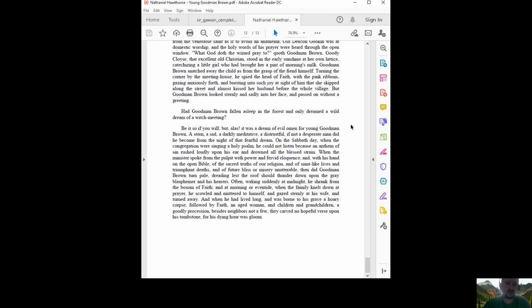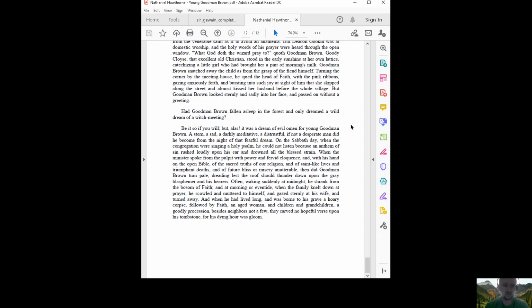Had Goodman Brown fallen asleep in the forest and only dreamed a wild dream of the witch meeting? Maybe he did, maybe he didn't, but the effects seem to be the same. Be it so if you will, but alas, it was a dream of evil omen for young Goodman Brown. A stern, sad, darkly meditative, and distrustful, if not a desperate man did he become from the night of that fearful dream. On the Sabbath day, when the congregation were singing a holy psalm, he could not listen because an anthem of sin rushed loudly upon his ear and drowned all the blessed strain.